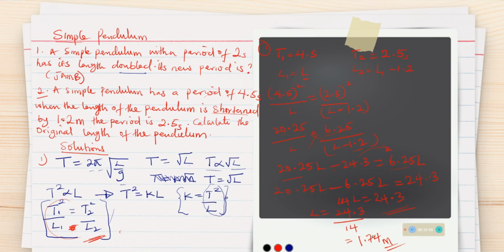Now then, one way to check the correctness of this is that this value ought to be more than 1.2. So that means the original length is 1.74. The new length, which is this L2, therefore will be equal to 1.74 minus 1.2. So if you do that on the calculator, I'm going to have 0.54. Yes, that's 0.54. That's going to be the value of this new length, but the original length we were asked for is 1.74.